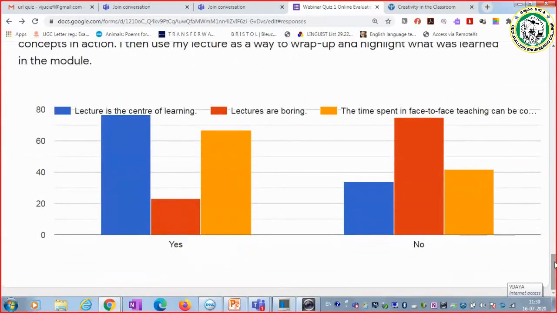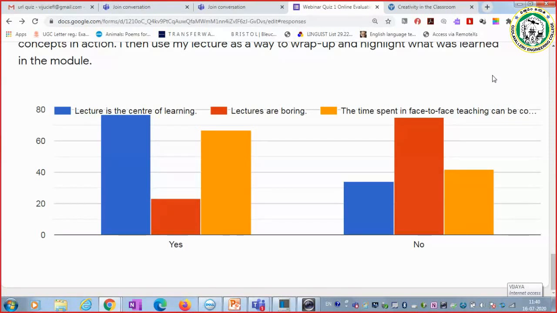Lecture is the center of learning. Most of you have said yes, while some of you have said lectures are not boring. This is very interesting. Now the issue here is, if you think lecture is the center of learning, the autonomy is not with the learner. You have appropriated the power to yourself and your lectures. The focus is on the lectures, not the learner, the learning curve of the learner, and the creativity and the imagination of the learner. You haven't given any power to the learner in that case. So I think that is something that we need to think about.